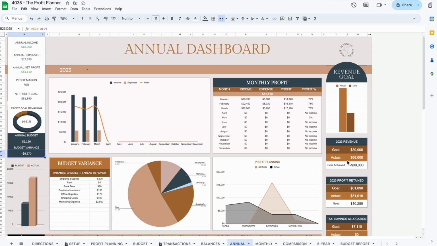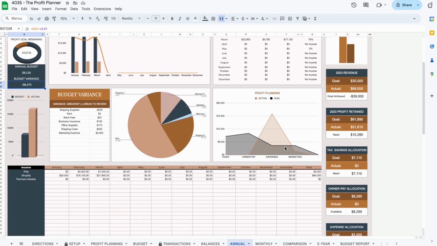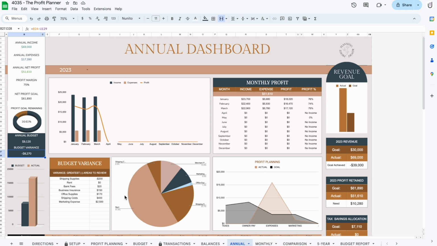And my budget should have been based off of my profit planning. So now that I can see this, I need to either, one, earn more revenue so that I can hit my profit retention goals, or I need to pay myself less because I have spent my owner pay on my business expenses, or I need to really budget hard for the remainder of the year in order to make up for the over expenditures that I have so far.